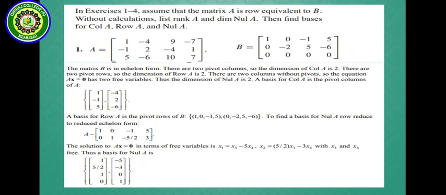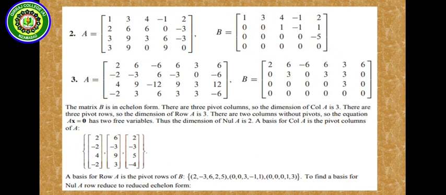Second problem, same model. Now check the third one. In the third, A is row equivalent to B, so B is the upper triangular or echelon form of A. In B, the first, second and third rows are non-zero rows. These three rows form a basis for the row space. Next, the first, second and fifth columns are pivot columns. These three column vectors form a basis for column A.